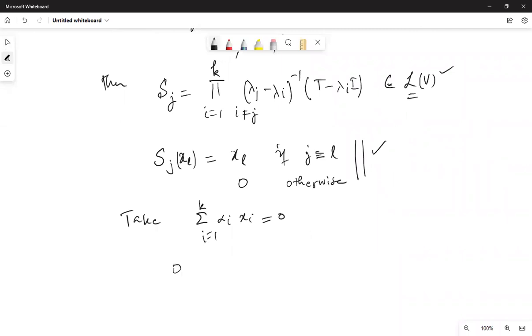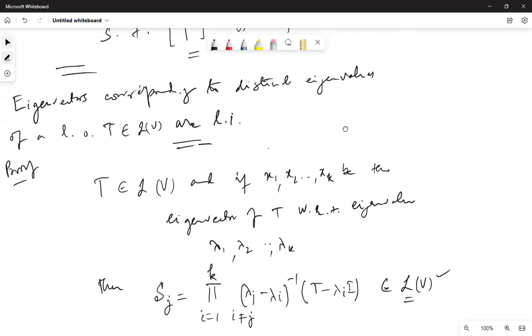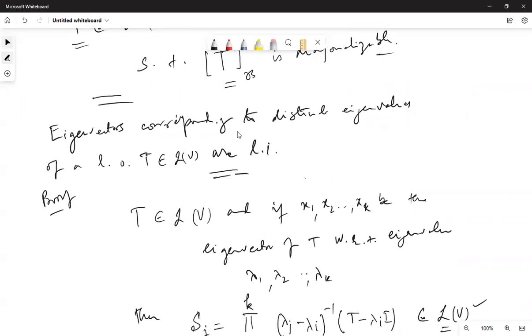Now you see... Hello sir, I did not understand the previous step, Sj xl equal to 0. Yes, this one. See, what is our aim? Our aim is to prove that eigenvectors corresponding to distinct eigenvalues of a linear operator T belonging to LV are linearly independent.